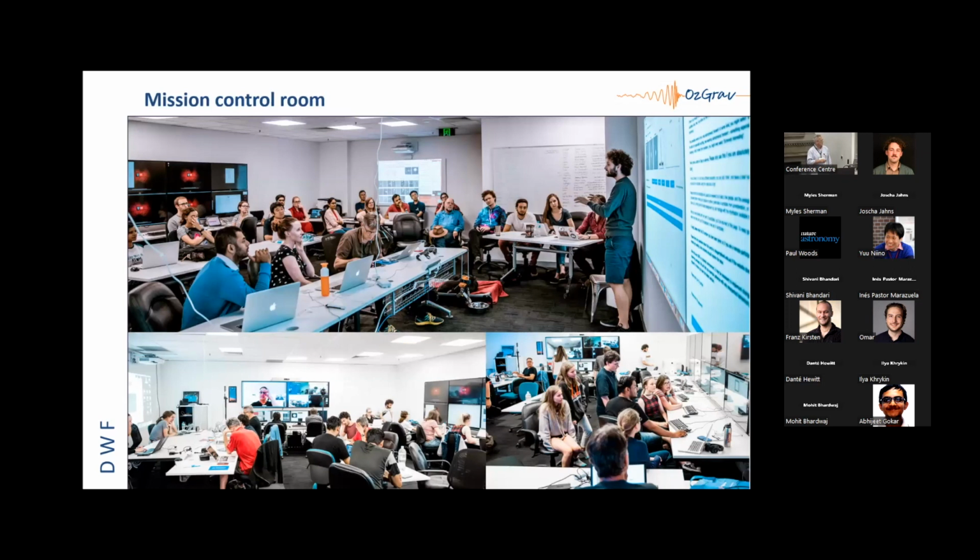Okay, so when it's happening, we're all in this control room here, mission control, we call it, and we try to process stuff in real time. So we're trying to get all this information at once and integrate it, and to trigger telescopes and get on things as fast as we can.